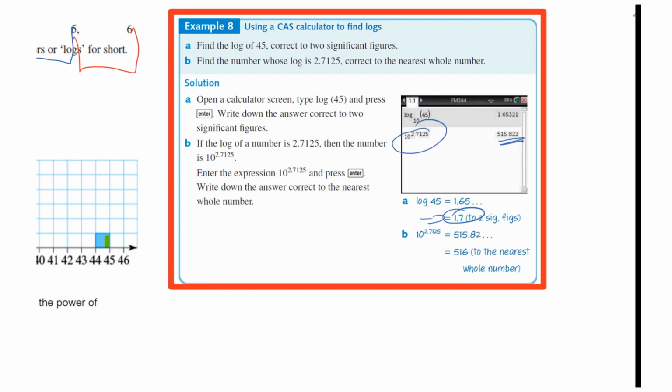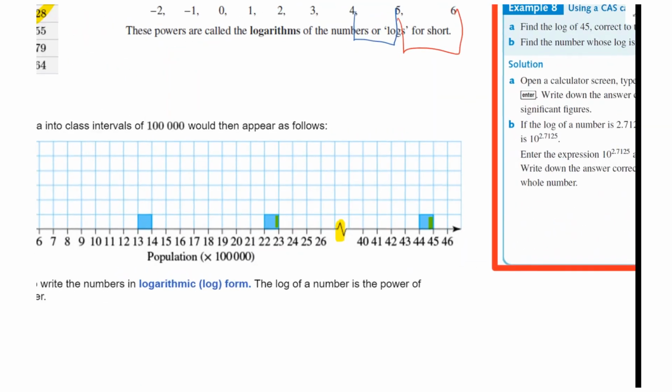And I find that that's 515.822. So it'd be 516. So this one was to the nearest whole number. Okay, so that's how you can use the calculator to go from finding what the log value is to finding out, if I've already got the log value, what my original value is going to be.